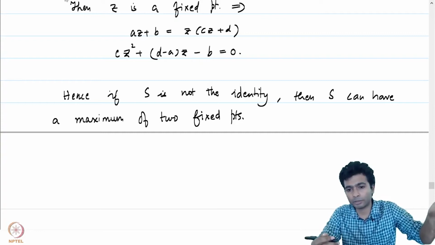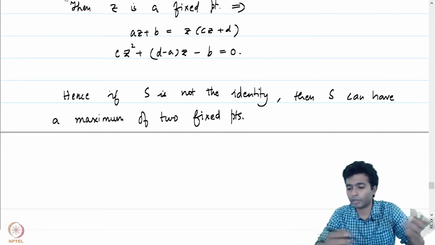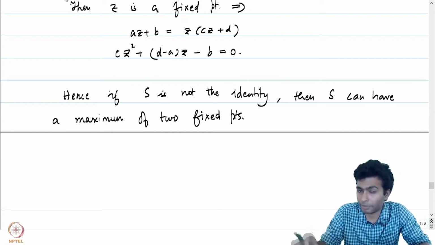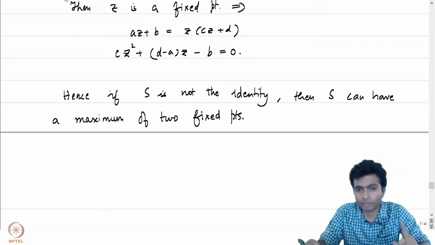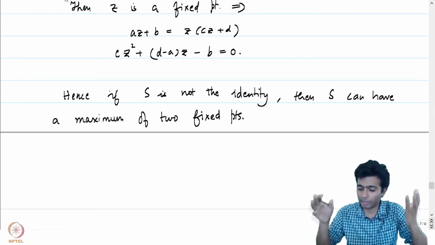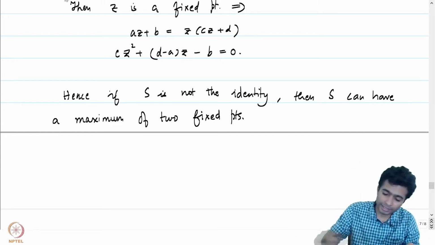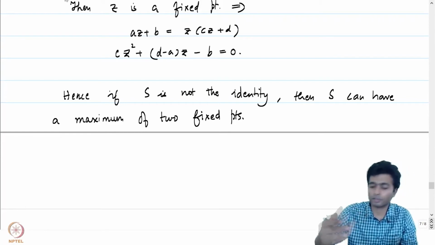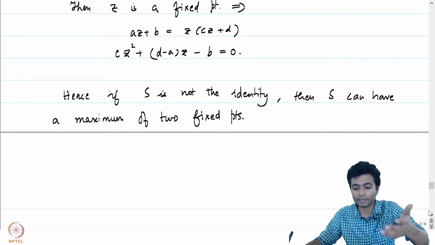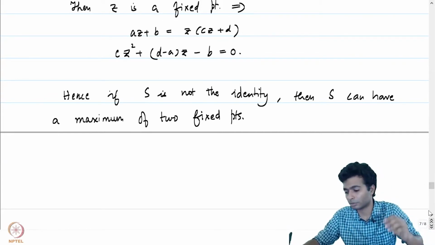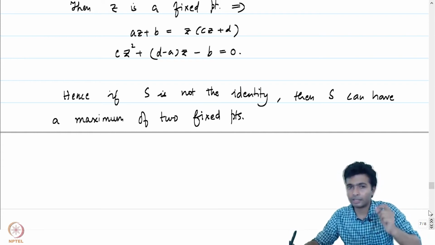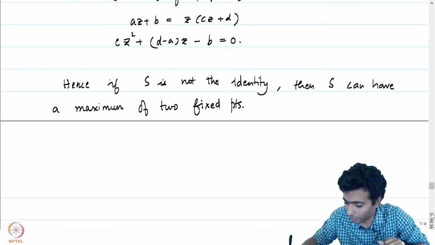One point will certainly be the point at infinity, and the second point can be obtained by looking at (A/D)Z + (B/D) = Z and solving for it. This is a linear equation, and therefore there will be one root. So there will be a maximum of 2 fixed points. The cases where these things vanish are of interest. When C is equal to 0 and D is equal to A, again you should go back to how S of Z looks like. This is going to again get satisfied. The fact that S can have a maximum of 2 fixed points.